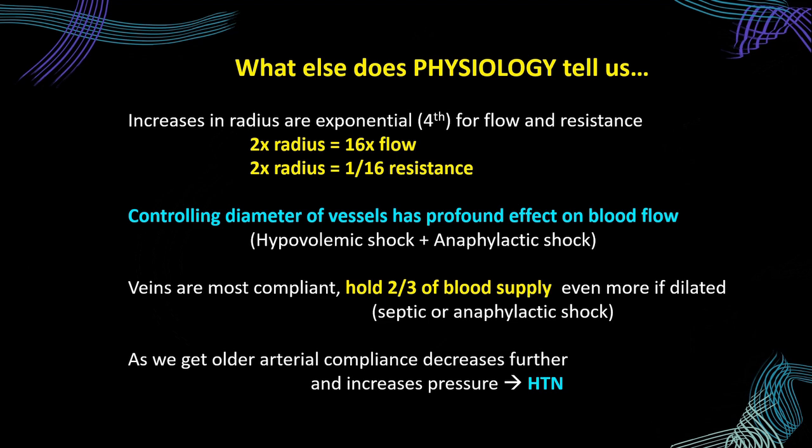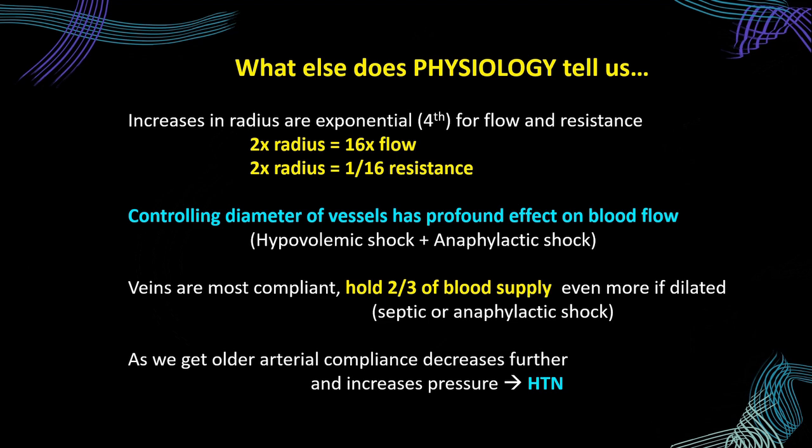So we said that if I double the pressure, I'm going to double the flow. The radius, however, is different. The radius is raised to the 4th power. It's r to the 4th. So if I double the radius, I am going to increase the flow 16 times. This is really important. The boards love asking about this, and I'll give you an example of how they ask it. If I double the radius, I will decrease the resistance by 16 times.